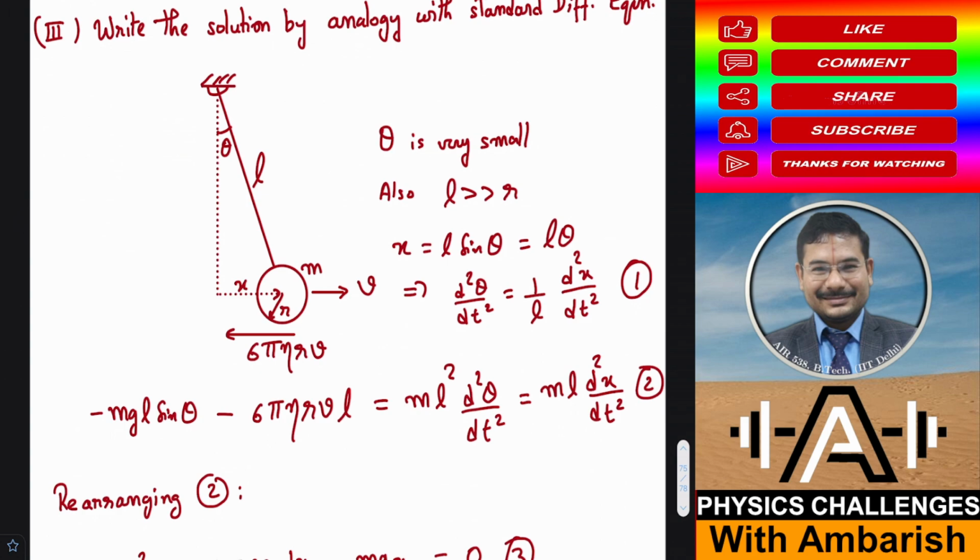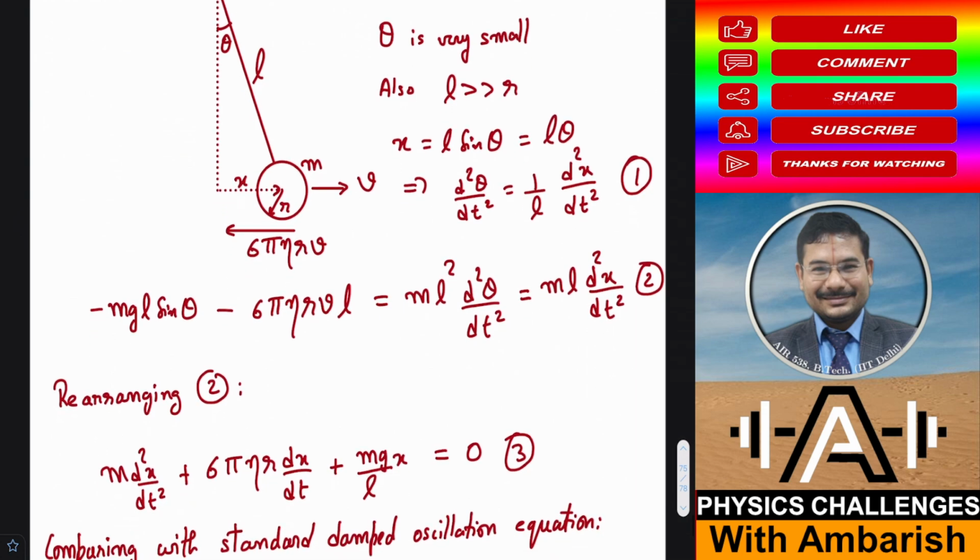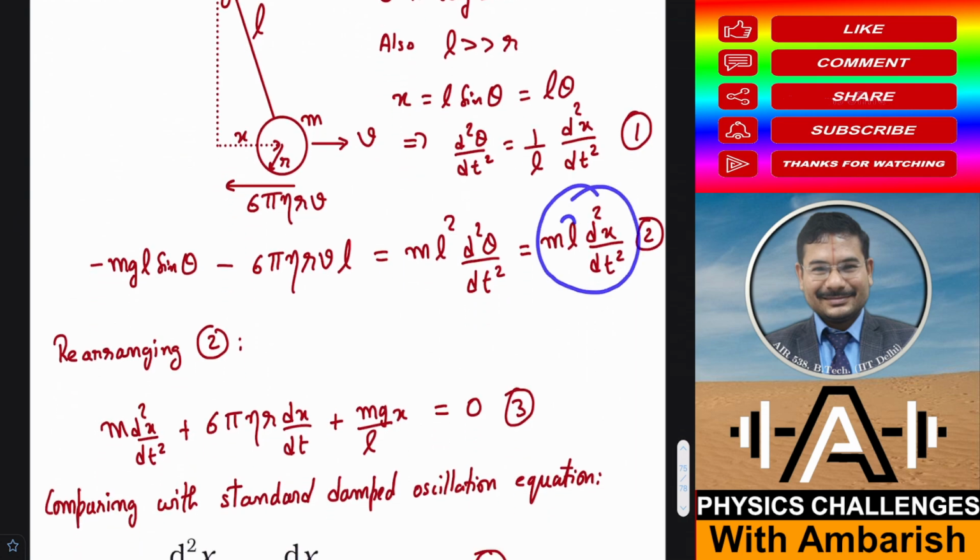Now d square theta by dt square I have already simplified here. So d square theta by dt square is 1 by L d square x by dt square. If you put it here, so 1 power of L will go, and you will be just left with ml d square x by dt square. Now you can again rearrange this, and divide the entire equation by L, and what do you get? So this becomes m d square x by dt square.